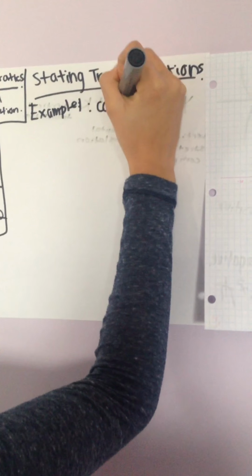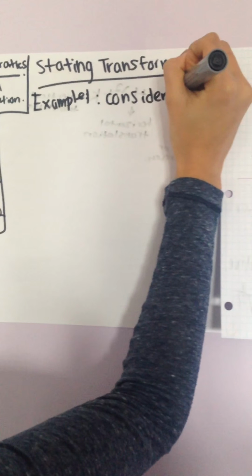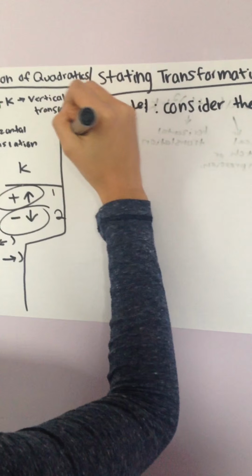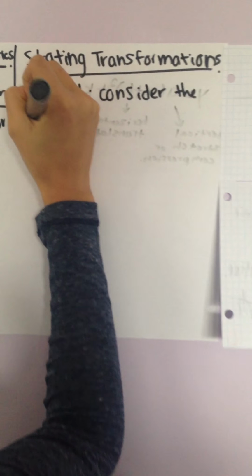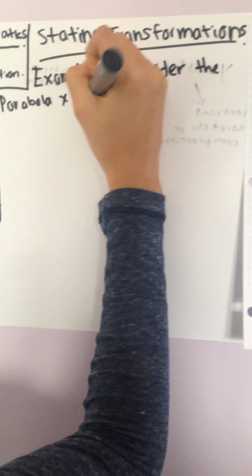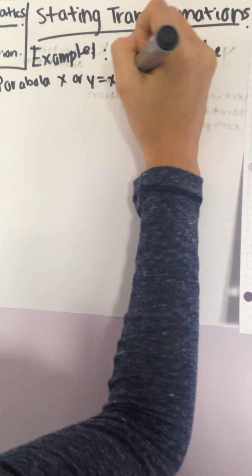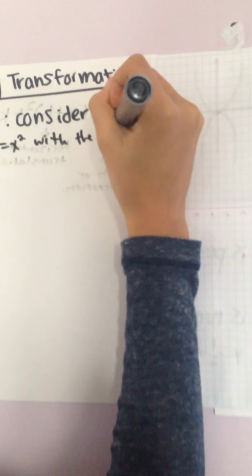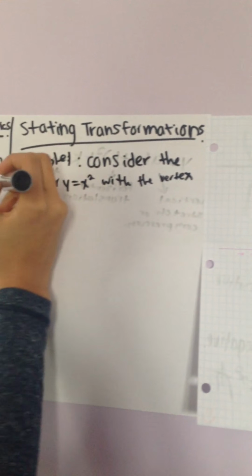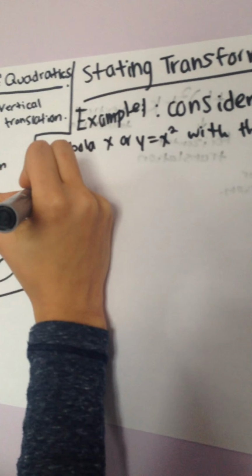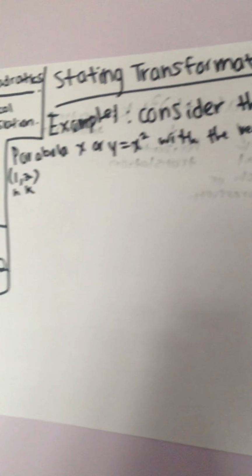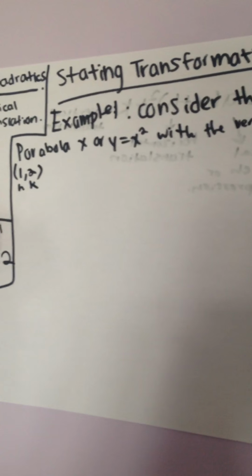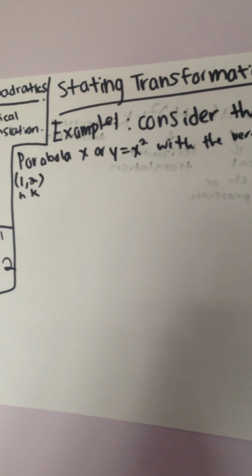Consider the parabola y equals x squared with the vertex (1, 2). So the vertex is, of course, as I mentioned in the last video, the h value and the k value. So if this is the question, it's asking what the transformations are.